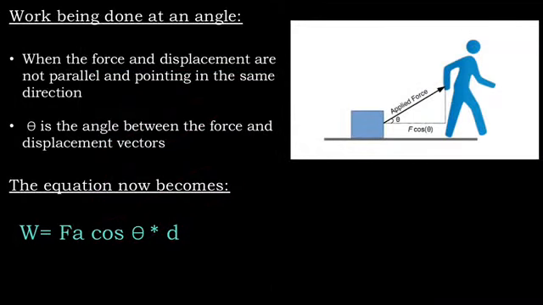Work can also be done at an angle. When this is said to be done, the force and displacement are not parallel and pointing in the same direction, and you'll have theta, which is the angle between the force and displacement vectors. When this happens, you get a new equation for work. This equation will then be work is equal to Fa cos theta times d.